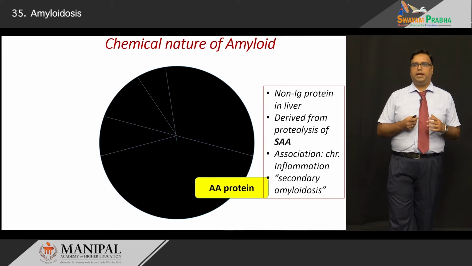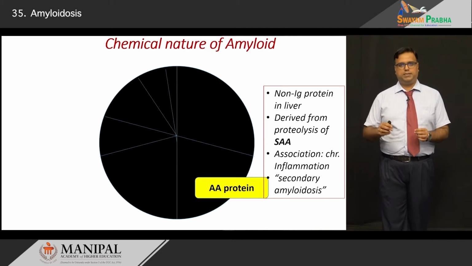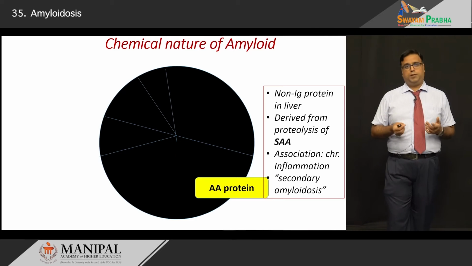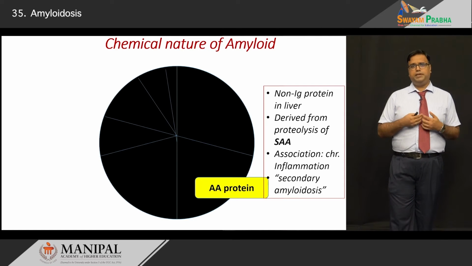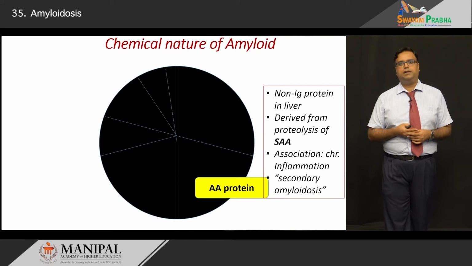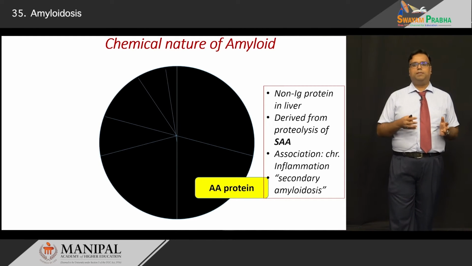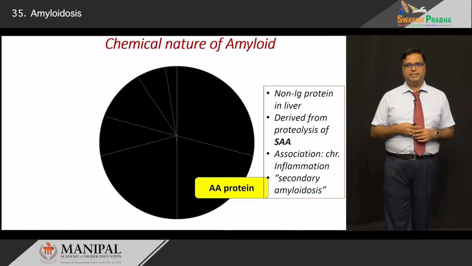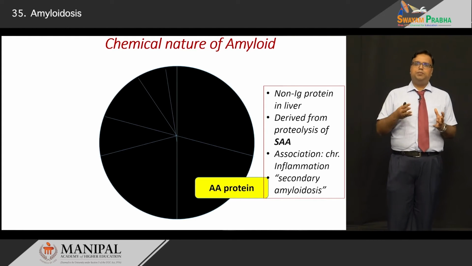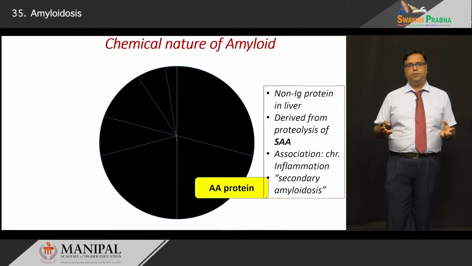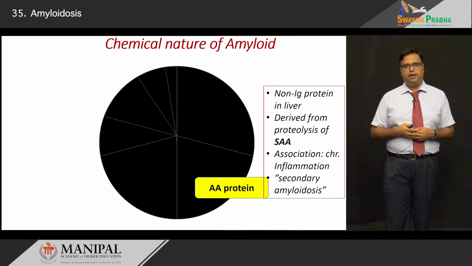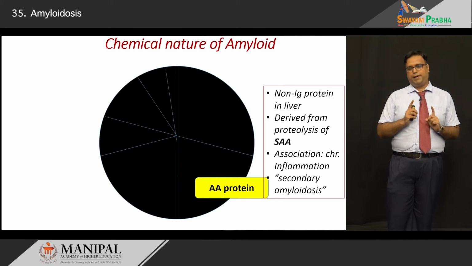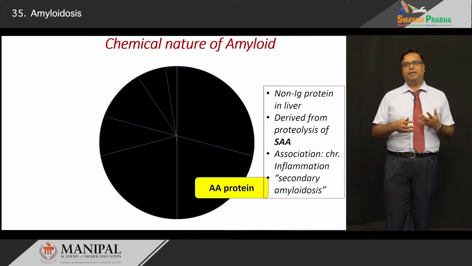In contrast, your AA or amyloid associated protein is non-immunoglobulin. It is usually derived from the liver, from a large molecule weighing, let us say, 12,000 daltons or so, called serum amyloid associated protein or SAA. Now, there is selective proteolysis of this larger parent molecule, and you get a derivative which is AA amyloid, and this by and large is associated with a lot of inflammatory diseases.